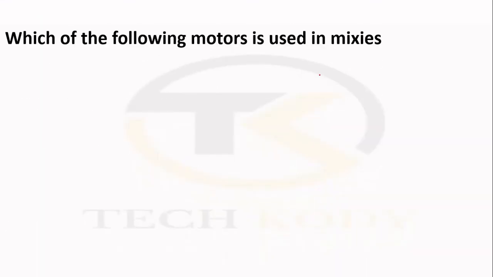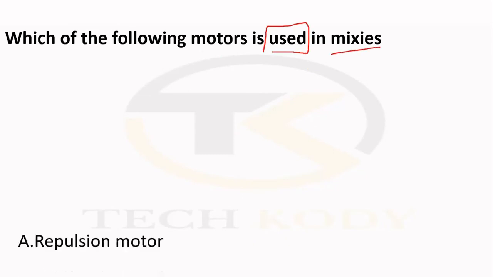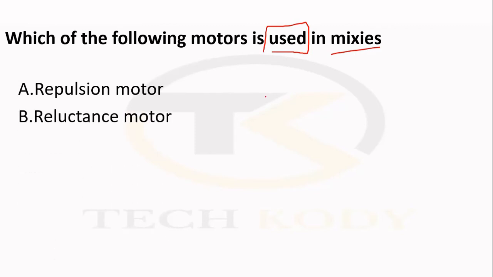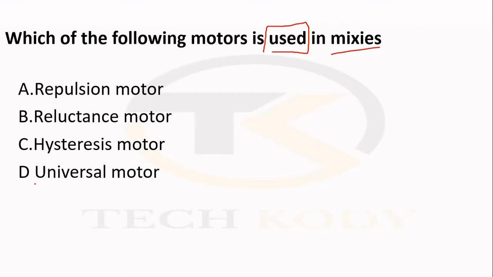Which of the following motors is used in mixies? The options are repulsion motor, reluctance motor, hysteresis motor, and universal motor. It is the universal motor. They ask the question like this also: what is the application of these universal motors? You can use it in mixies.